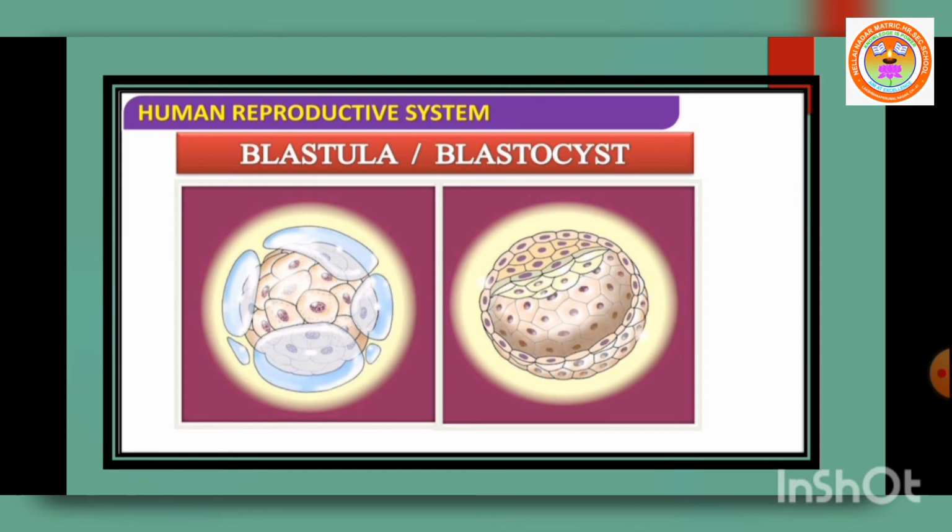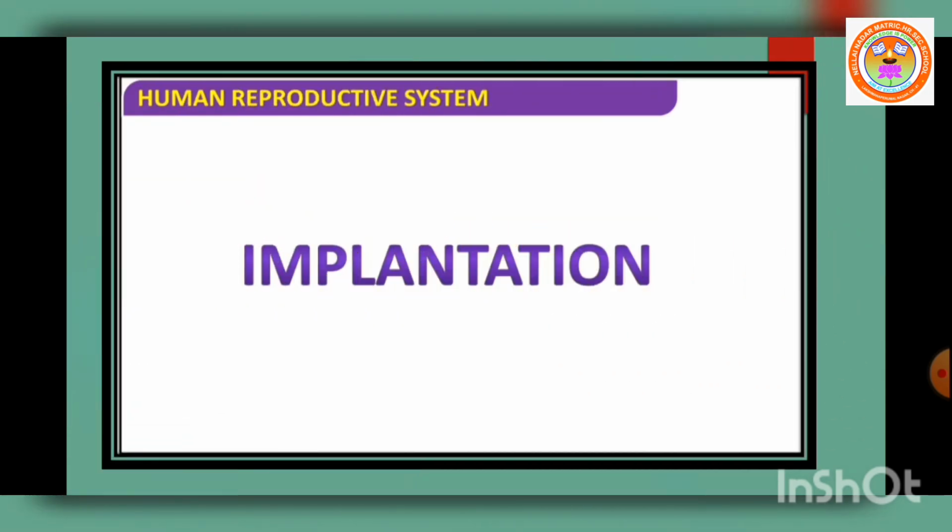So next, implantation. Followed by cleavage, implantation takes place. The inner mass of the blastocyst develops into the embryo and becomes embedded in the endometrium of the uterus. This process is called implantation and it results in pregnancy.